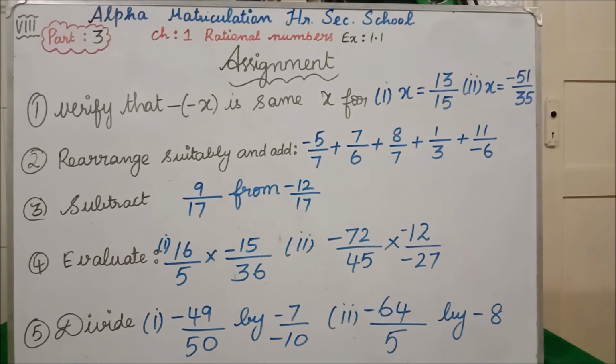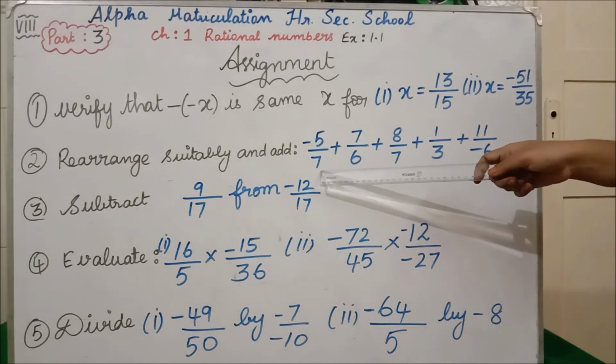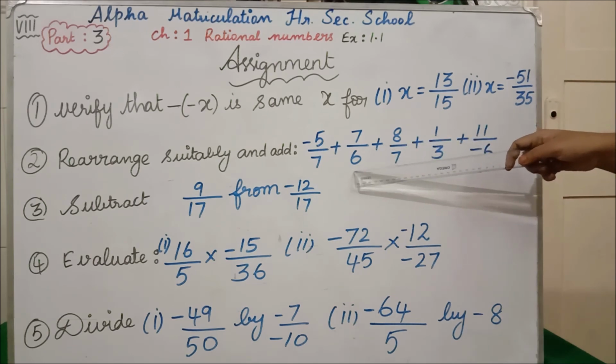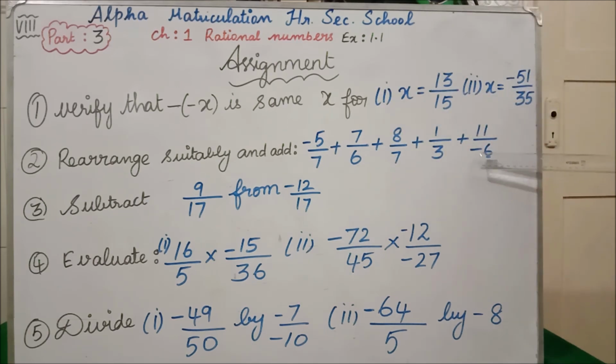Next, second question: rearrange suitably and add. We have to rearrange suitably and then add. Students, if you see here, denominator 7 is there. You have to see where another denominator 7 is there, so after this term you write this term. Afterwards you have to write 6, where 6 is there. I told you that for a rational number we should have only one sign. Here plus and minus means you have to convert into minus. After this term you write this term. One term is remaining, what is that? 1 by 3. Afterwards we do it the same way as we did in the video.